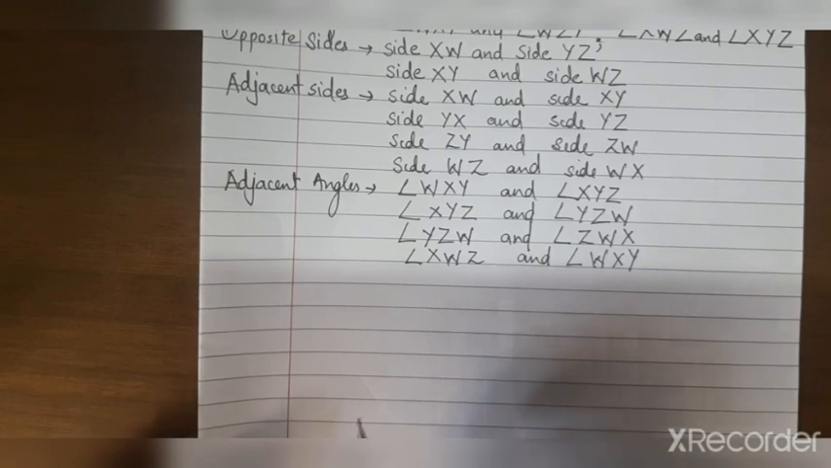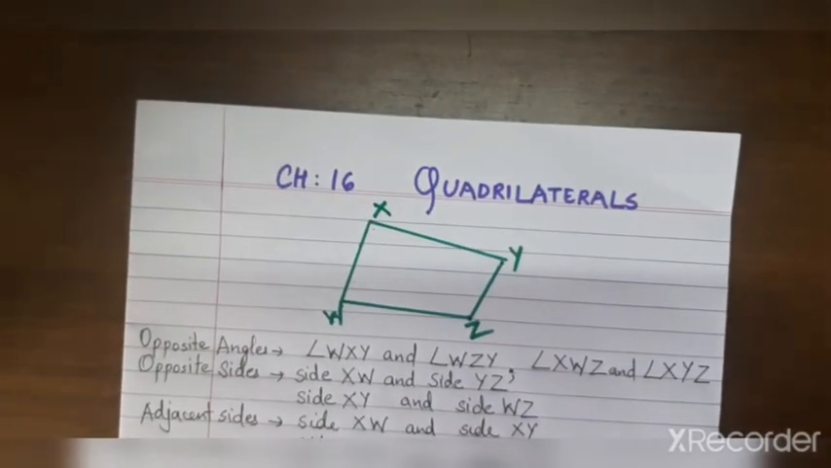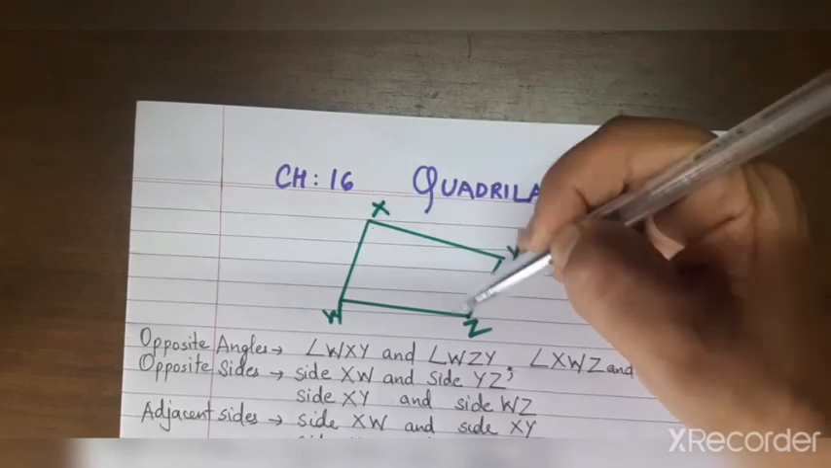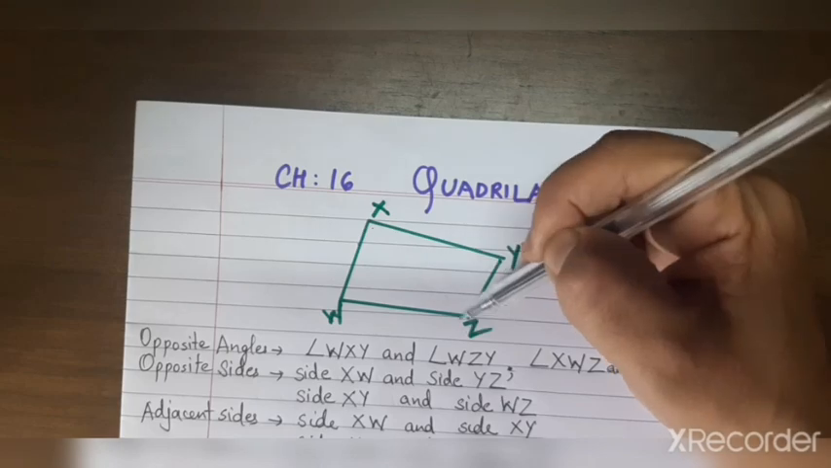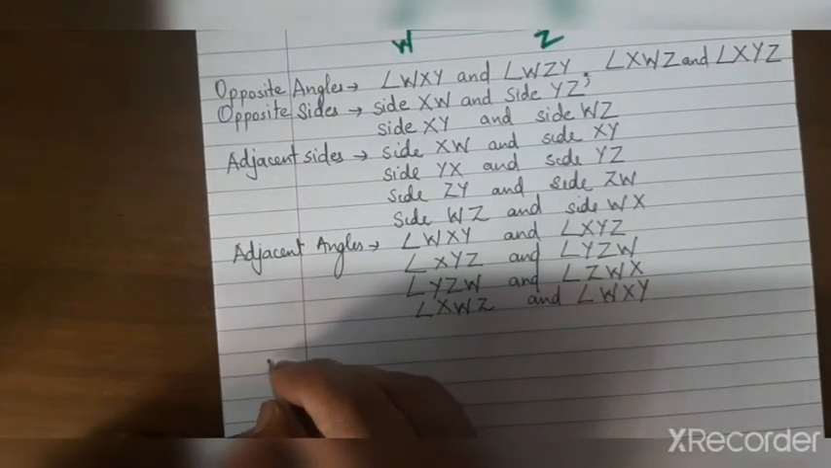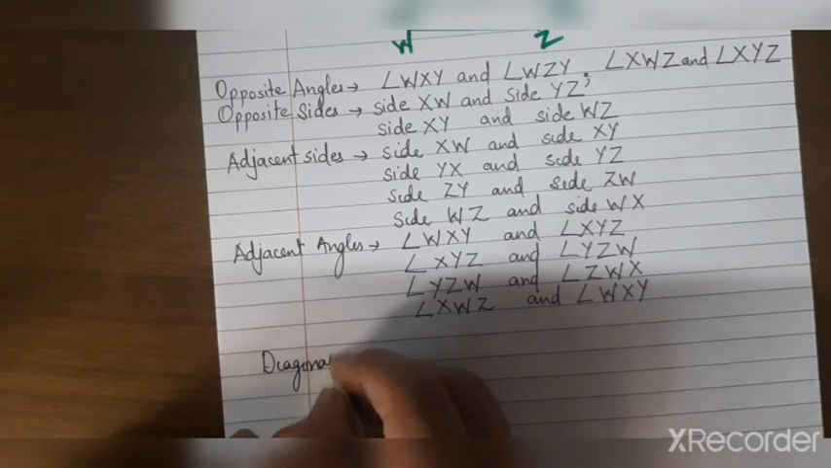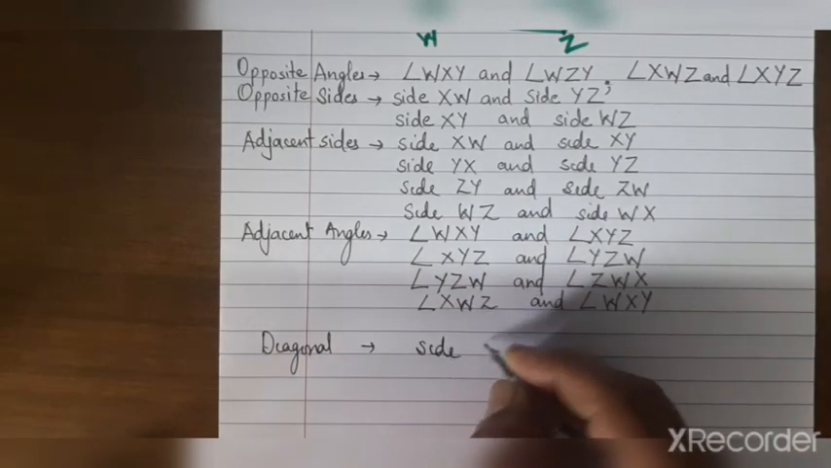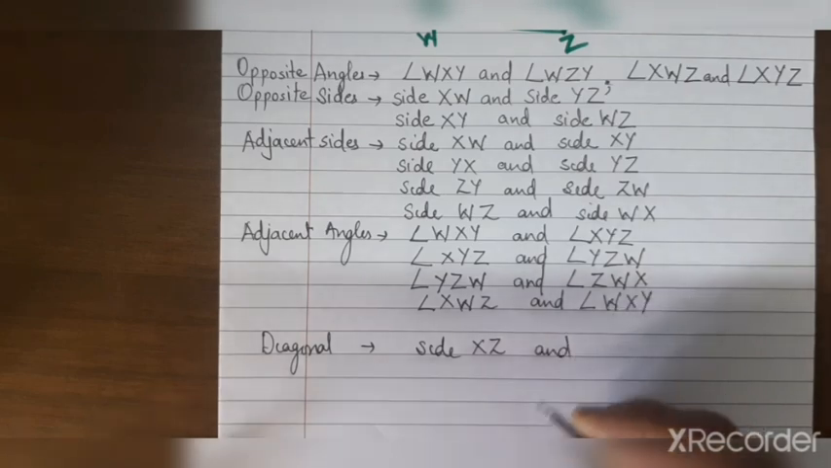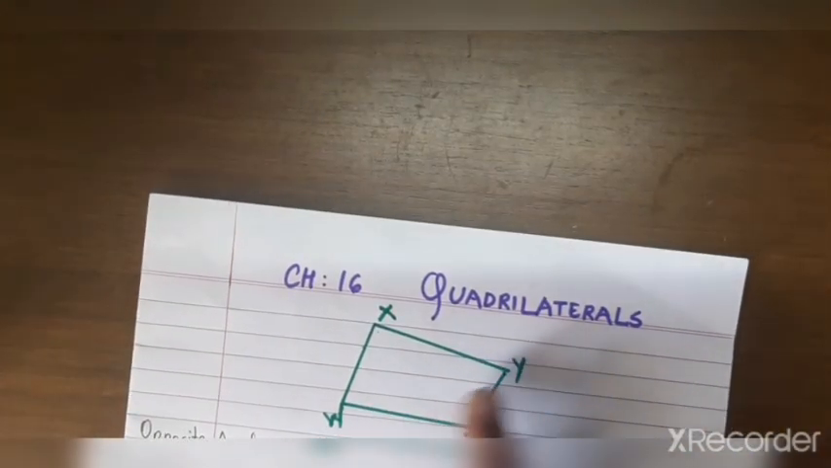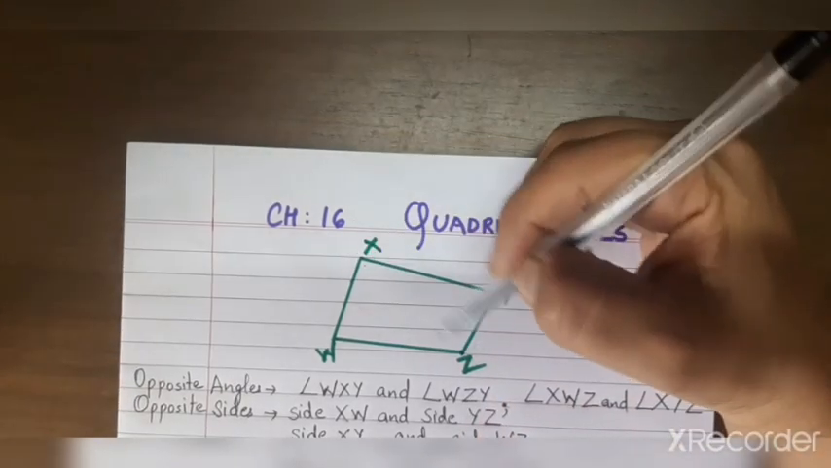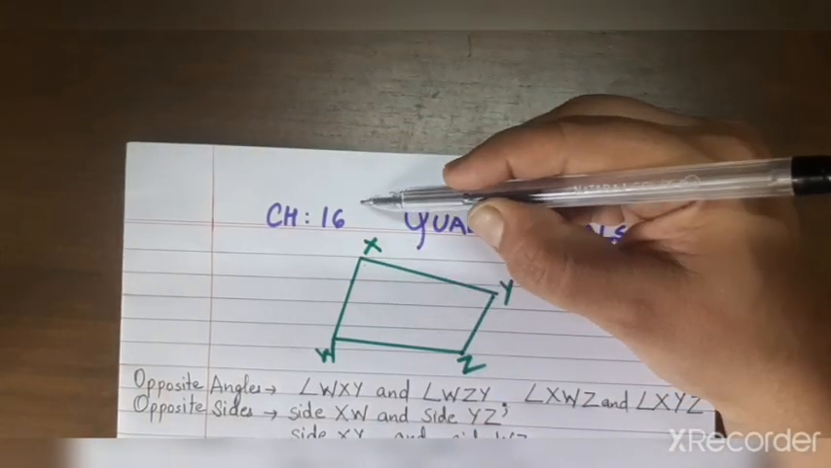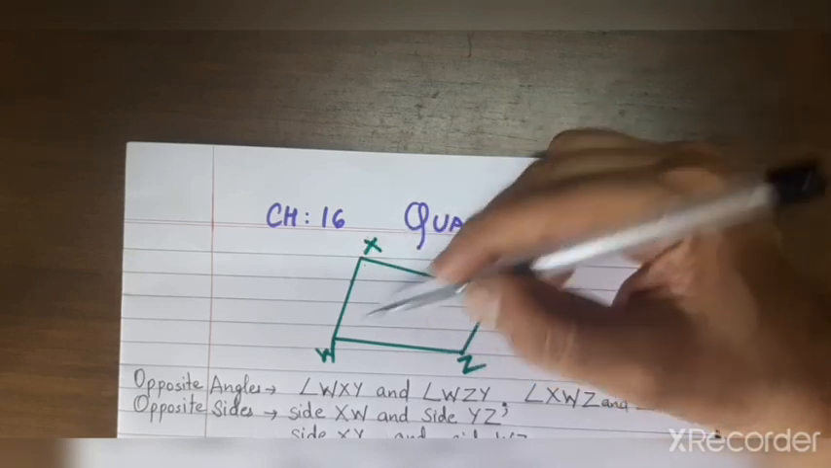Now after this, we have to write the diagonal. Diagonal is very simple, only 2. When we join the opposite angles, we get a diagonal. So if I join X and Z, I get diagonal XZ. Which is the other diagonal? If I join Y and W, I get diagonal WY. There are 2 diagonals for a quadrilateral when we join the opposite vertex or opposite angle. So XZ is one diagonal and WY.